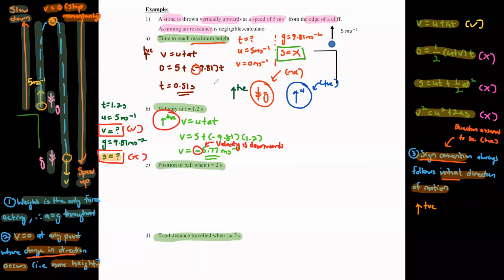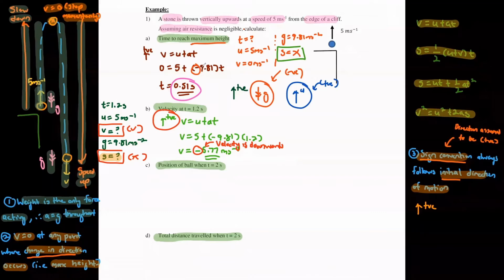This would actually make sense, because if you recall from the previous question, it took us 0.51 seconds to move all the way to maximum height. Now at 1.2 seconds, we've already gone past the maximum height. So we would actually now be moving downwards. So it is reasonable to say that our velocity is directed downwards, as indicated by our answer here.